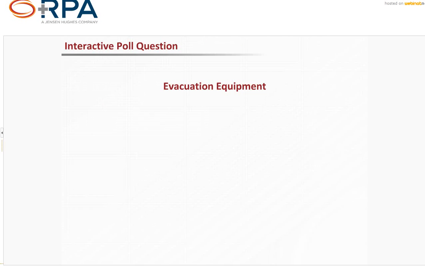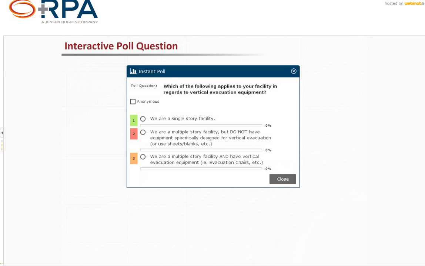All right, one quick question that we're going to toss out here for you is this interactive poll question on evacuation equipment. Which of the following applies to your facility in regards to vertical evacuation equipment? 1, we are a single-story facility. 2, we're a multiple-story facility but do not have evacuation equipment designed for evacuation. And 3, we're a multiple-story facility and we have vertical evacuation equipment like evacuation chairs.